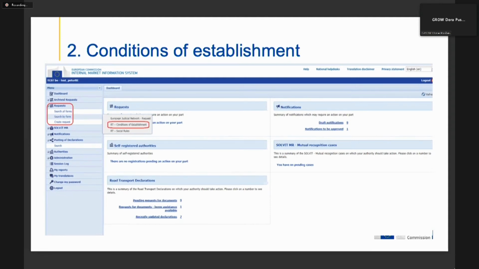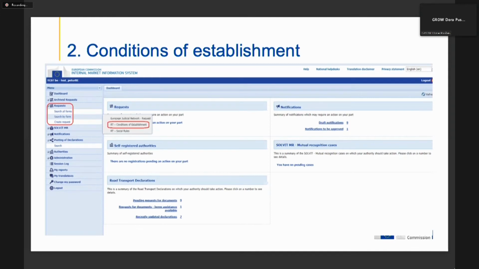Vous allez à gauche dans les demandes, vous cliquez sur Request et vous allez voir les conditions d'établissement et là, vous aurez accès à la possibilité de créer une demande de document. Les conditions d'établissement dans le transport routier, sans entrer dans les détails, vous avez ici les conditions d'établissement générales. Et donc, ces conditions donnent aux États membres l'option de demander des demandes aux autres États s'il y a des préoccupations sur l'établissement, sur les sociétés d'établissement.